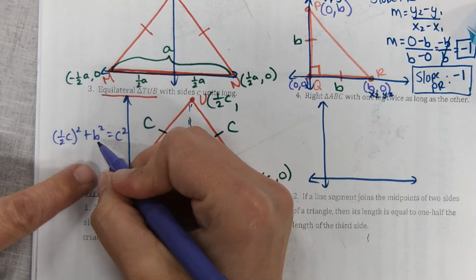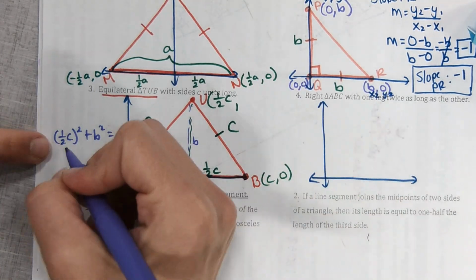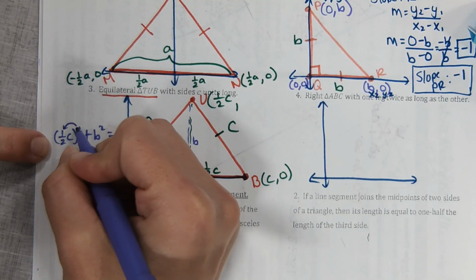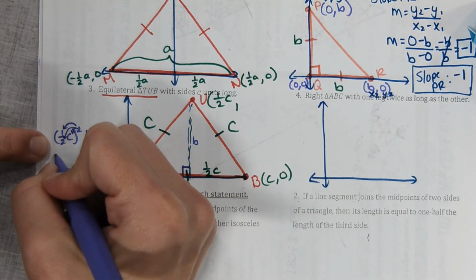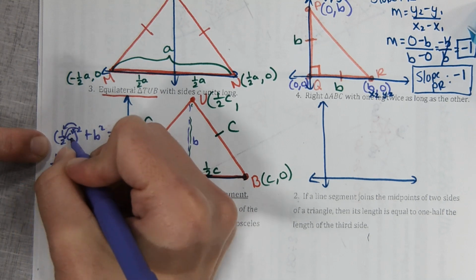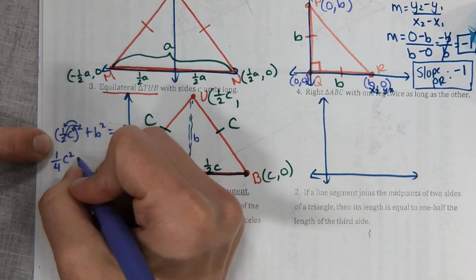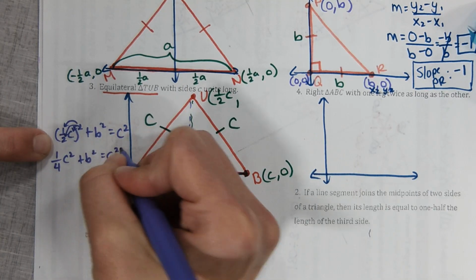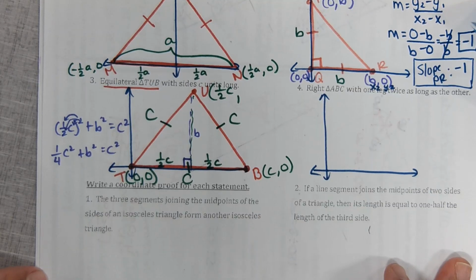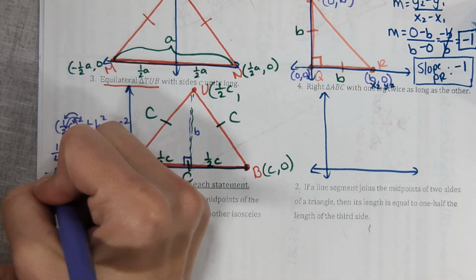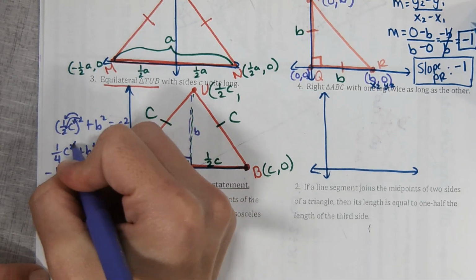And we're trying to find b because that's the height that'll be our y coordinate right here. So squaring this, you would apply this to both of these, all of the numbers. So this would be 1 squared is 1, 2 squared is 4, and then c squared is c squared. Plus b squared equals c squared. Subtract 1/4 c squared from both sides.